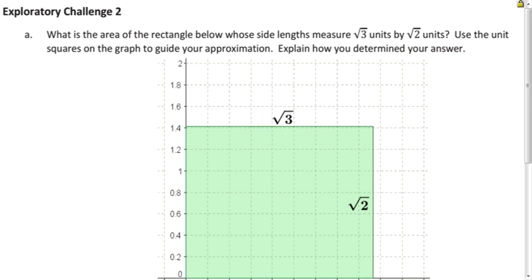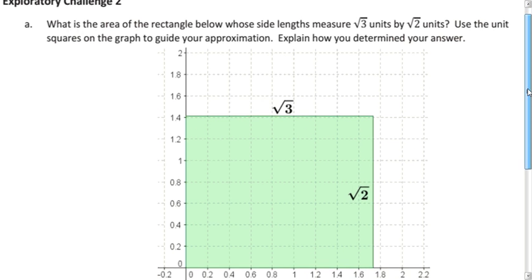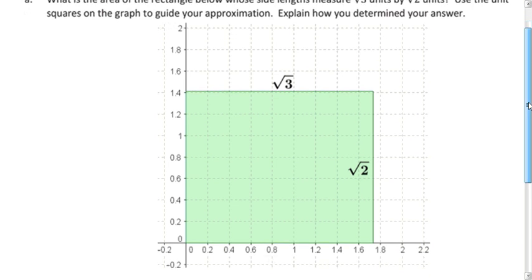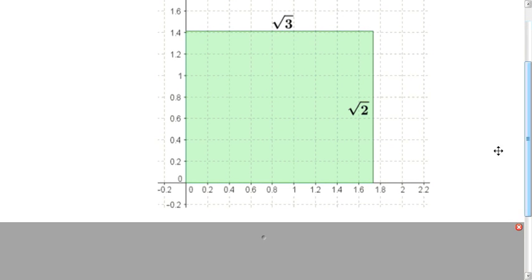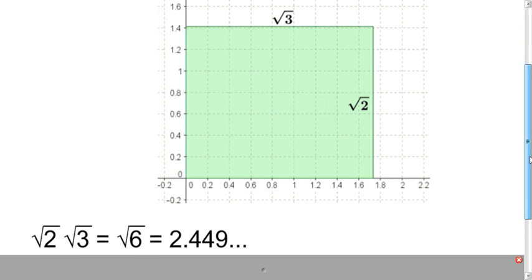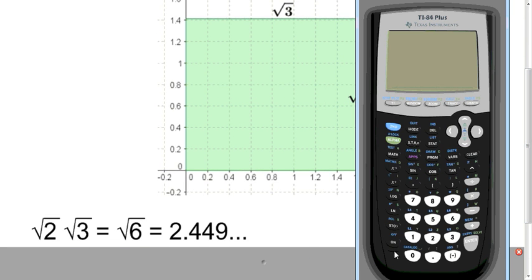So now the question is, what happens with irrational numbers? What do you think the area of this rectangle is? Well, you can go with the same argument, right? You just want to multiply those 2 dimensions, so you get the square root of 6. Multiply the radicands together. If you do the decimal approximation there, 2.449, etc.